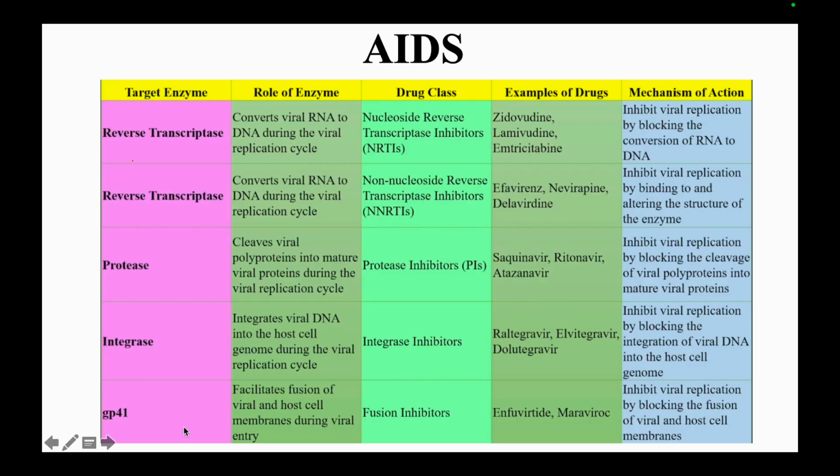Then we have the integrase enzyme. The integrase enzyme is required for the viral DNA to be integrated into the host cell during genome replication. And then we have different integrase inhibitors, as mentioned here. They inhibit viral replication similarly.